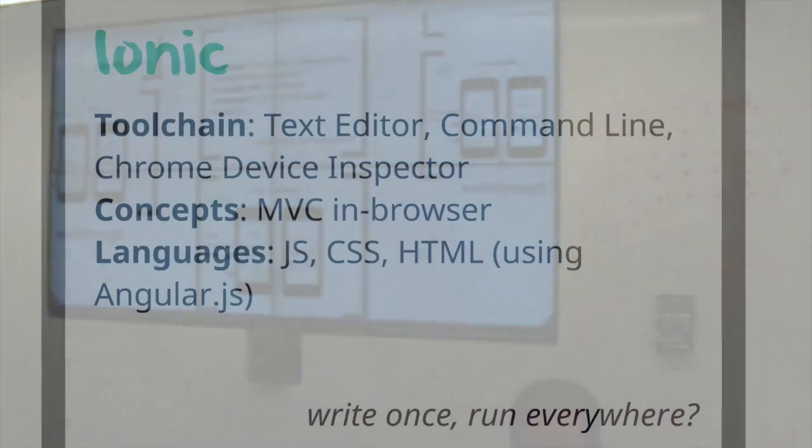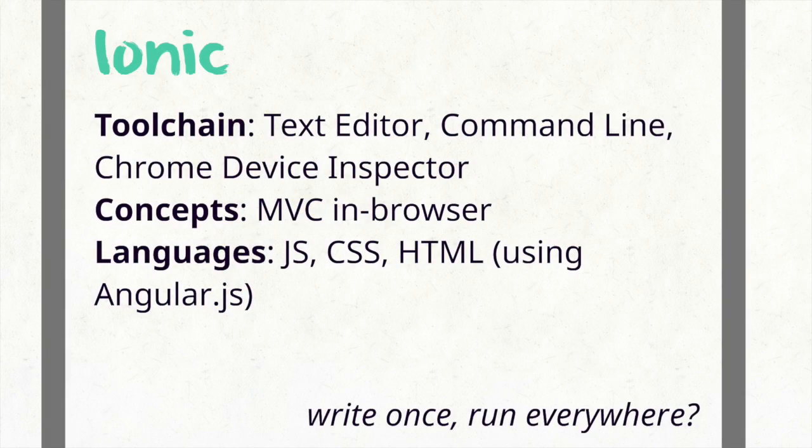So the tool chain here for Ionic is your text editor, your command line to run the app, and your Chrome device inspector. That's the thing I just showed you. The concepts you want to care about are MVC in the browser. This is Angular. The languages are JavaScript, CSS, and HTML using Angular.